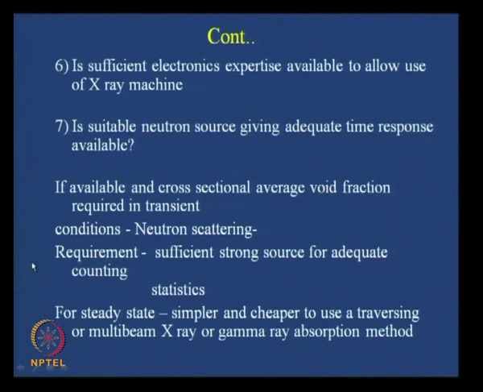Available and cross-sectional average void fraction is required under transient condition, then definitely neutron scattering has to be used. Under these circumstances, a sufficiently strong source has to be used for counting statistics, for reduction of fluctuating error. For steady state, of course, if it is not transient, we can use a multi-beam X-ray or gamma ray absorption technique. If it is transient, neutron scattering is the only technique, although for transient measurements we can also use a one-shot technique as well.